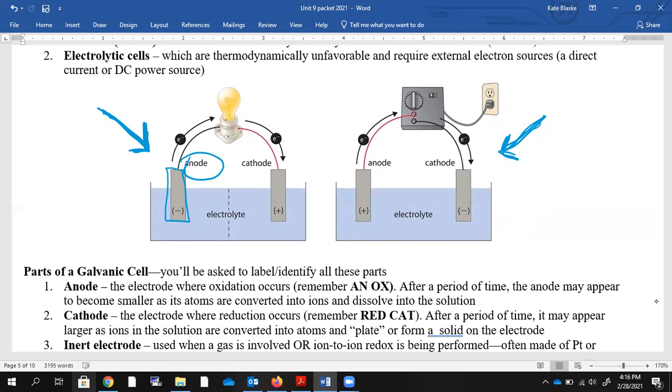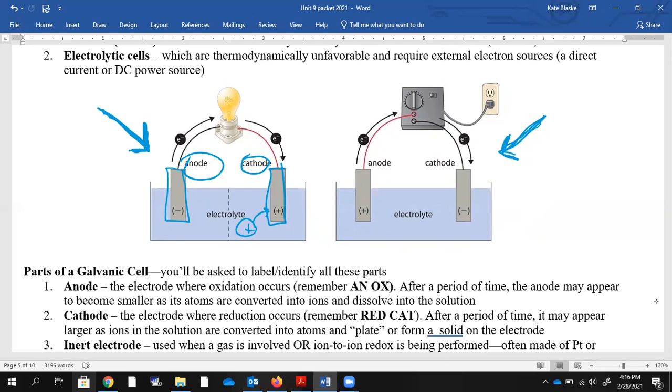On the other side of our cell, we have the cathode. This is where reduction occurs. So on this side, we are gaining electrons. The ions that exist in the solution will gain electrons and form on the surface of that metal electrode and start to increase the mass of that cathode electrode.